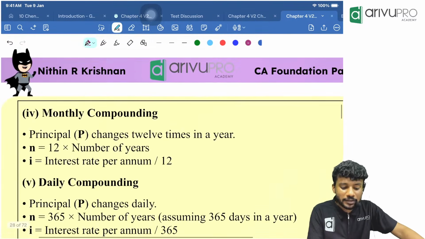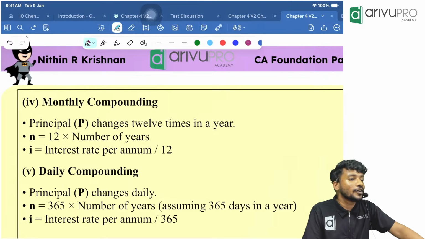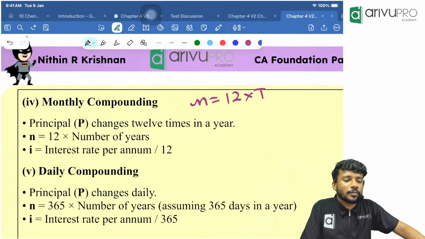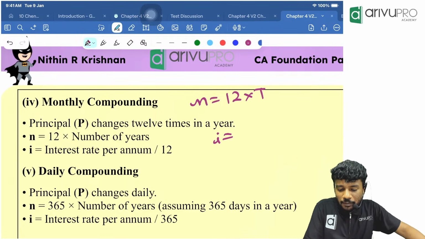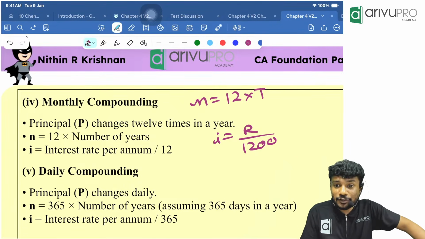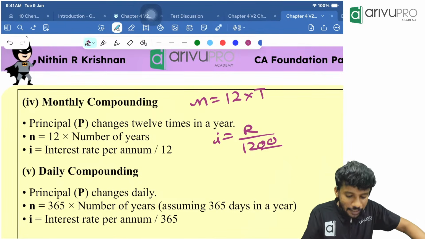Then monthly, how many months are there in a year? 12. Then n will become 12 into number of years. Similarly, I will become R divided by what? 1200. Why? Each month I will divide them, and also I want it in decimal. That's why I am dividing that 100 in the denominator.